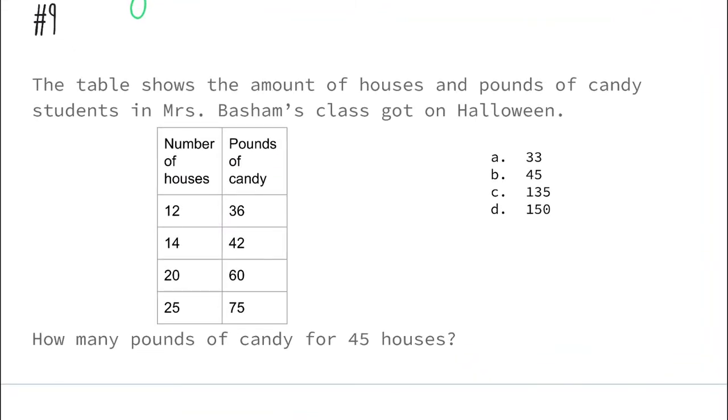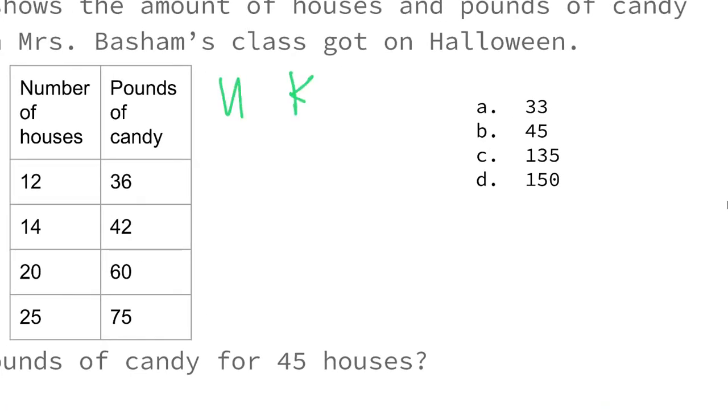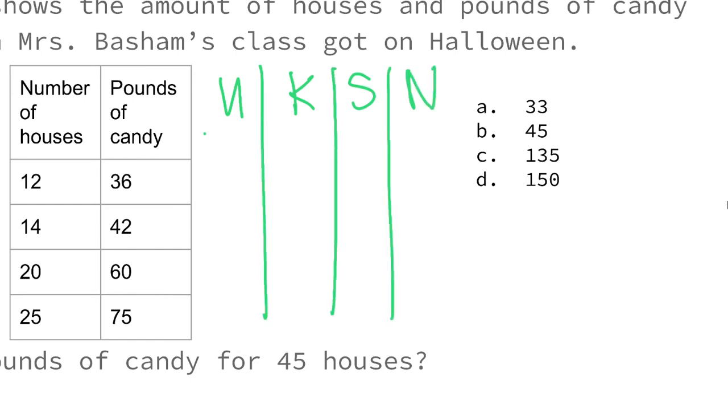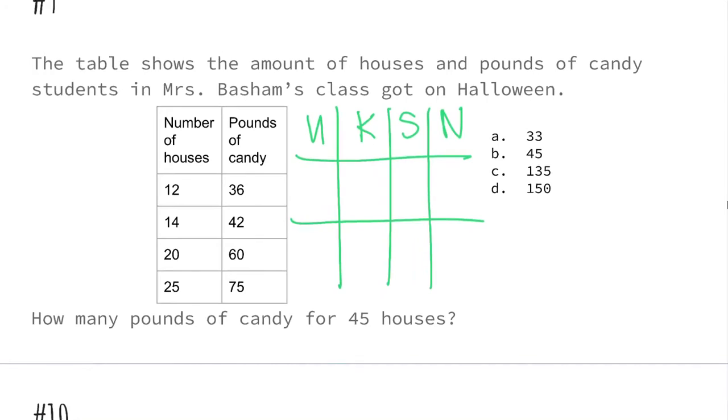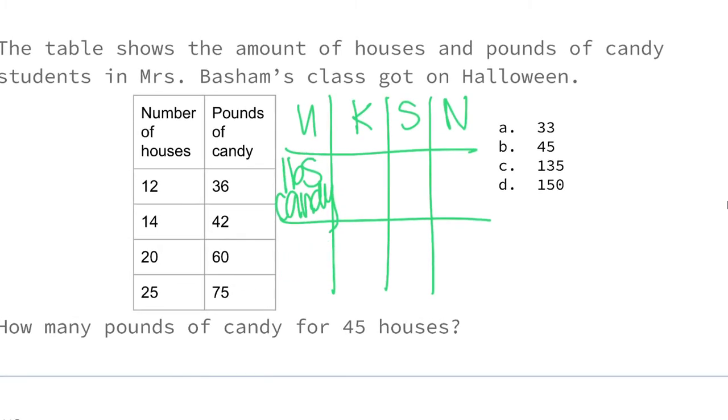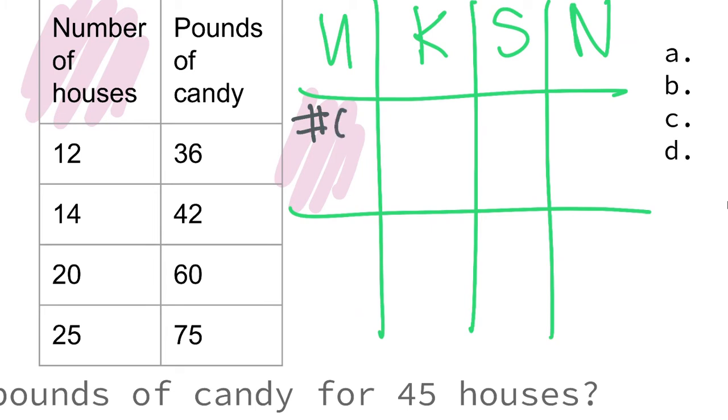Okay, number 9. The table shows the amount of houses and pounds of candy students in Mrs. Basham's class got on Halloween. How many pounds of candy for 45 houses? So this is a unit rate problem, right? And I want to know pounds of candy and houses. Or I guess I should do that the other way. Let me do this the other way. Miss Neal is just not having a good day today. Messing up on everything. Okay, so number of houses, let's put that on top. It really doesn't matter, but I always tell y'all to do it this way, so let's do it this way. So we've got number of houses.